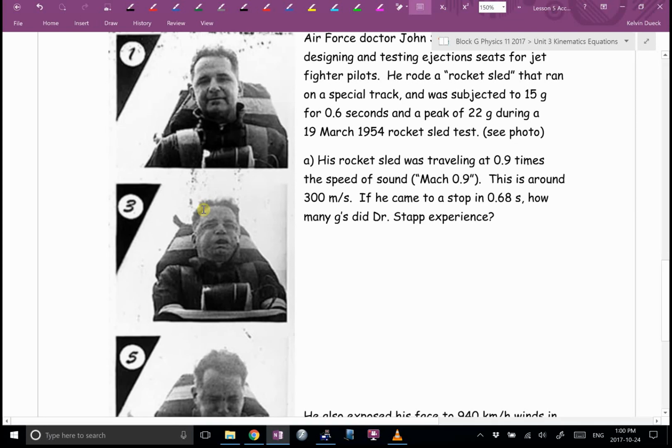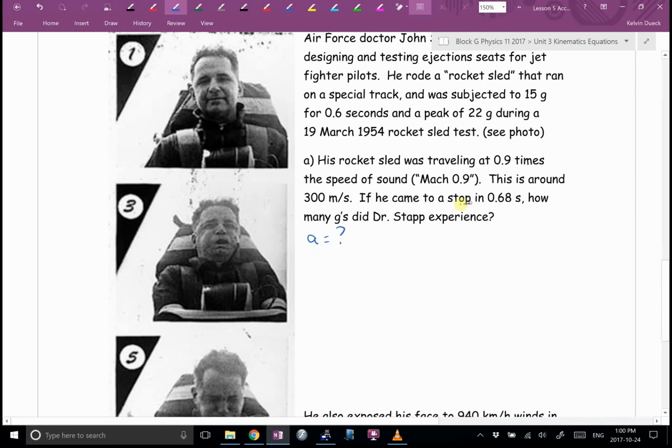His rocket sled was traveling at 0.9 times the speed of sound, which we call Mach 0.9. Mach 1 is 1 times the speed of sound. Mach 2 is 2 times the speed of sound. Speed of sound is about 300 meters per second. If it came to a stop in 0.68 seconds, how many Gs did he experience? So when I'm asking you to find how many Gs, what I'm really asking you to find is acceleration, and then we'll divide that answer by 9.8 to see how many Gs fit into it.